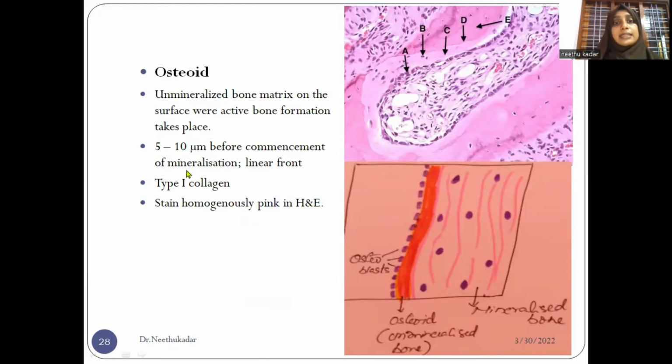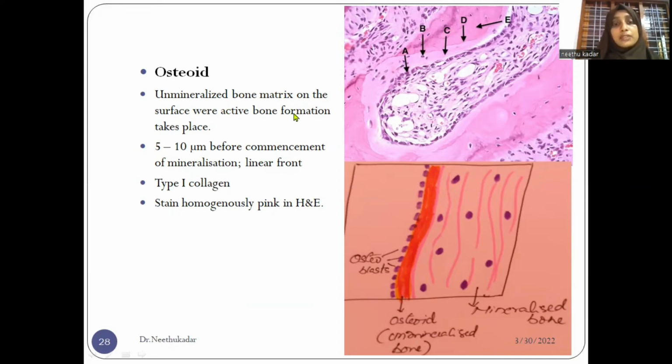Osteoid, like I said, is the organic matrix of the bone. It's an unmineralized bone matrix on the surface where active bone formation takes place. So it's a partially deposited bone, and mineralization will always lag behind the bone matrix deposition. So you can always see osteoid closer to the area of bone formation, which later gets mineralized to form mature bone.